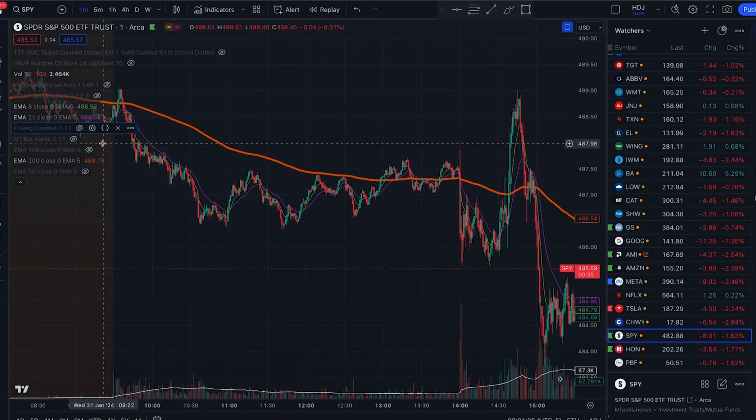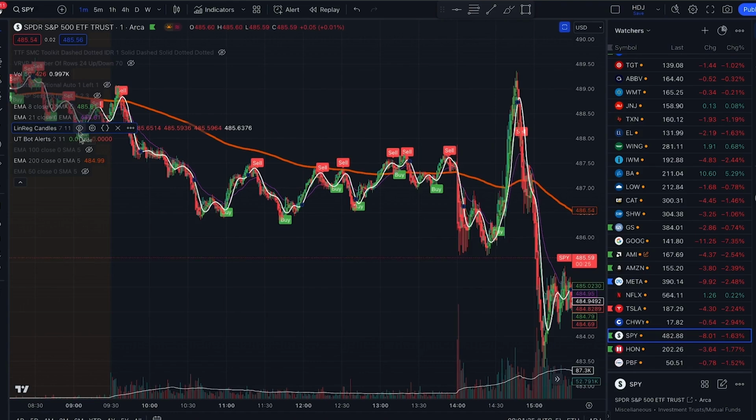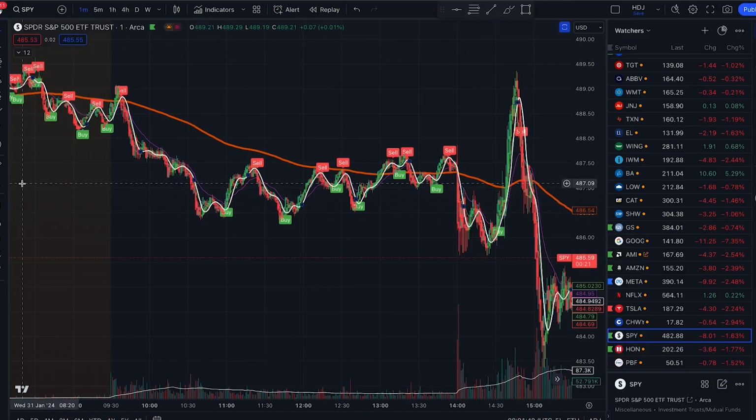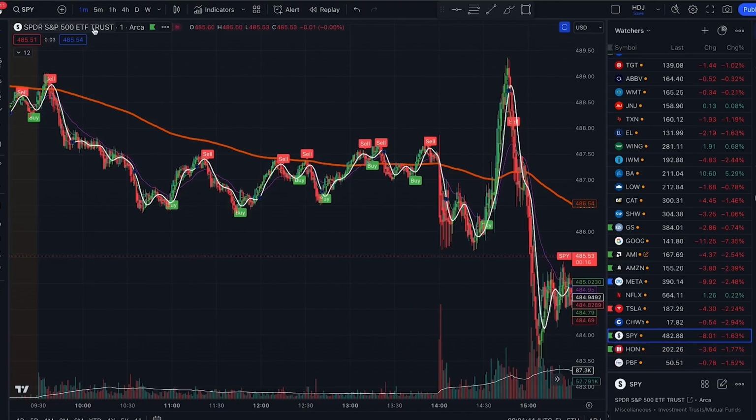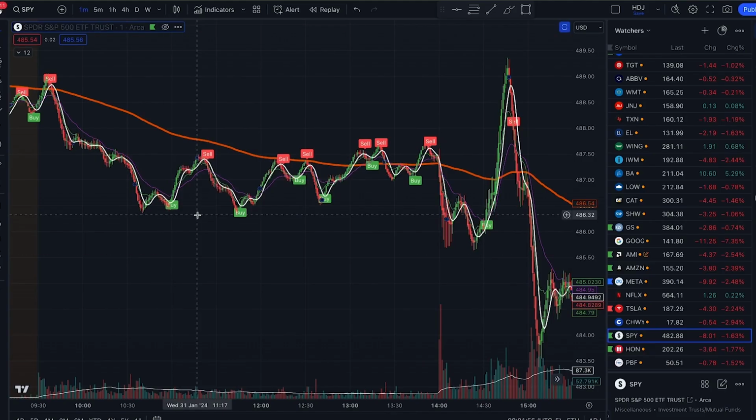Now, I'm going to turn on UT bot alerts. I'm going to turn on linear regression candles. Now you see how that changed? Looks kind of crazy now, right? Let's collapse this. And we're going to go up here and hit these 3 dots. And we're going to go down to hide. Now things look smoother, right?